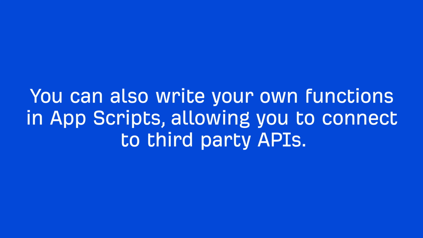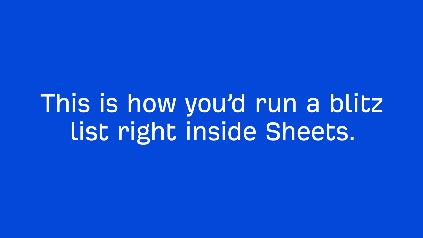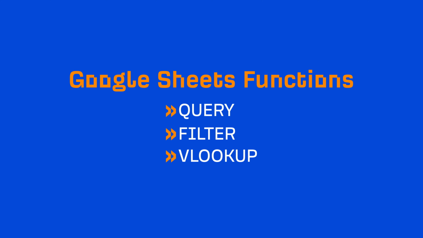You can also write your own functions in app scripts, allowing you to connect to third-party APIs. And this is how you'd run a blitz list right inside Sheets. On top of that, Google Sheets has a ton of built-in functions like query, filter, and VLOOKUP to name a few. These will help filter large data sets and match data from other sources.